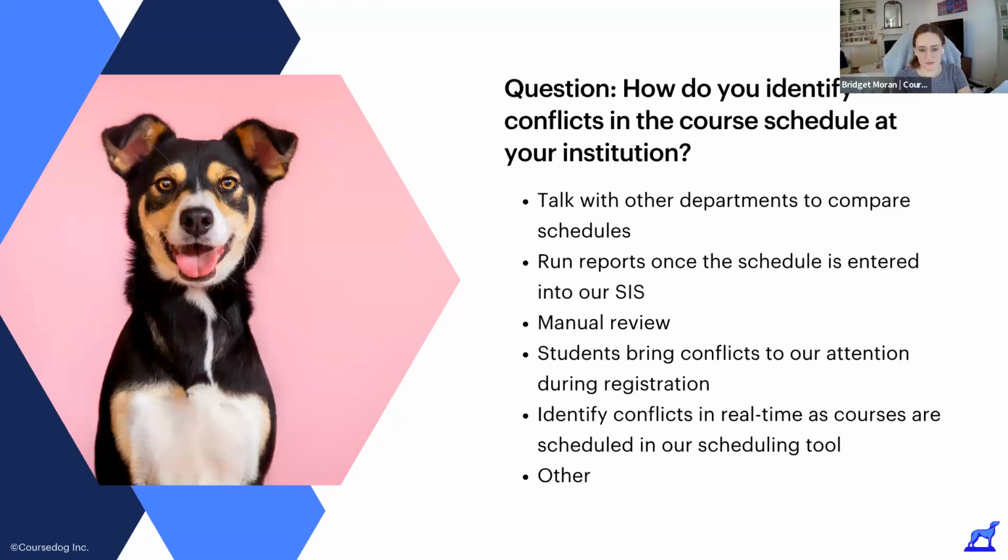If you don't have a specific tool that helps you identify that, someone in the registrar's office, maybe your department schedulers, are really having to almost go line by line through that schedule. And some of that includes talking with other departments to compare schedules. And then it looks like lesser so, folks relying on tools, running reports. Yeah, I see we have a couple of folks who put other here. If you want to go ahead and drop those answers into the Q&A, I can look at those. But this is pretty interesting.